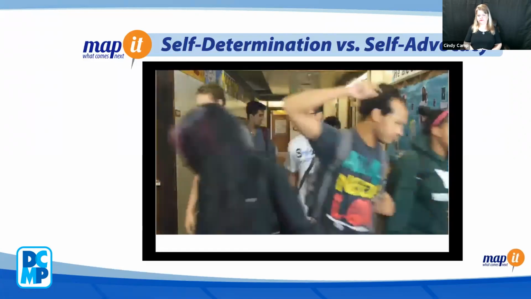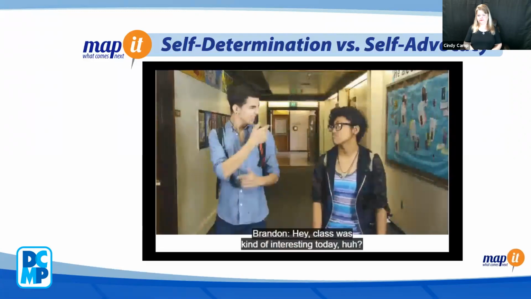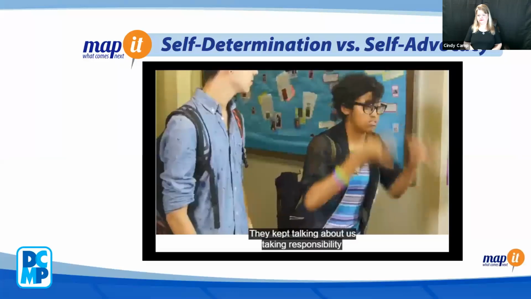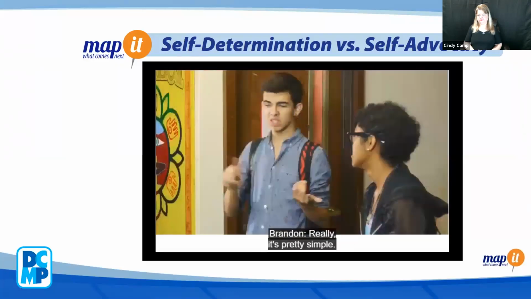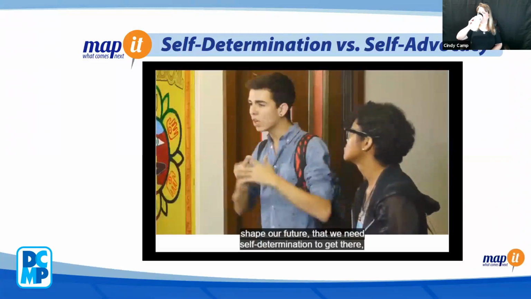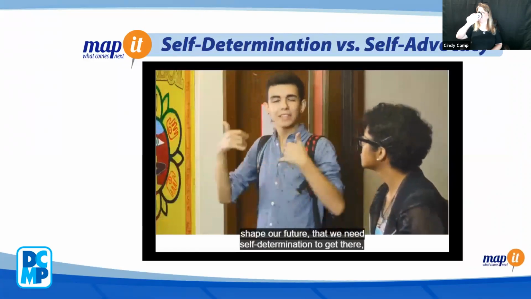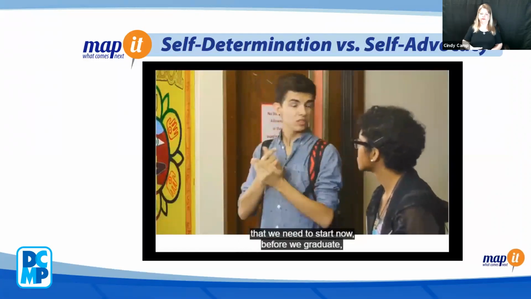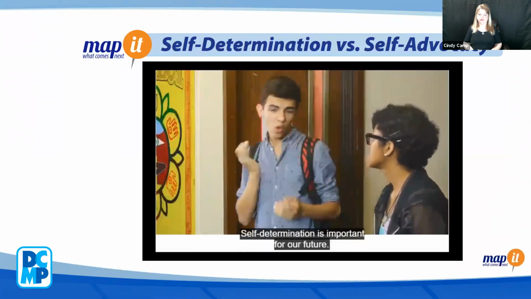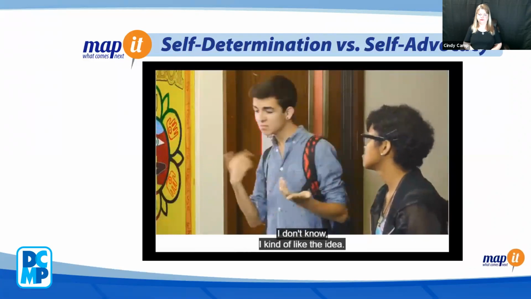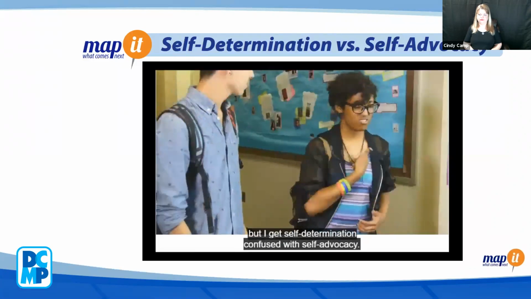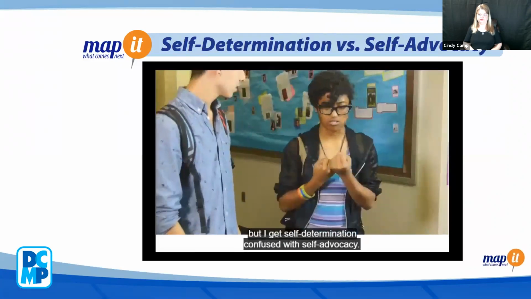Hey, class was kind of interesting today, huh? Yeah, I guess it was all right. They kept talking about us taking responsibility and making our own decisions and being independent. Really, it's pretty simple. The teacher was saying that our experiences shape our future, that we need self-determination to get there, that we need to start now before we graduate, that the decisions we make now will guide us. Self-determination is important for our future. I don't know. I kind of like the idea. Yeah, in a way it does sound good, but I get self-determination confused with self-advocacy.